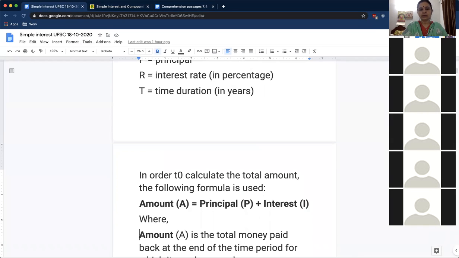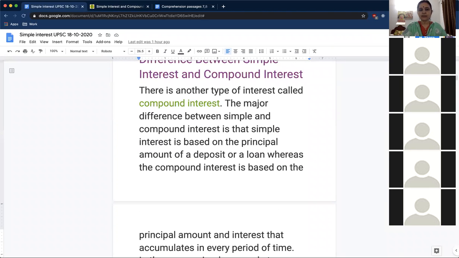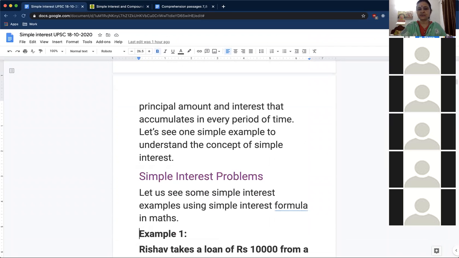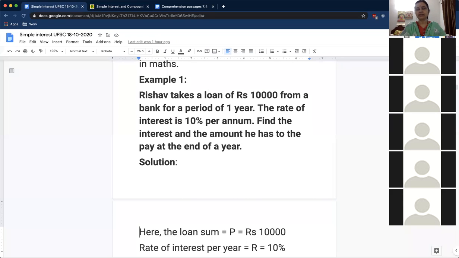Now, before sir joins, we will quickly go through the questions. I have explained compound interest and simple interest and the difference between them. Let us go to this question. Please quickly take out your books and solve this.